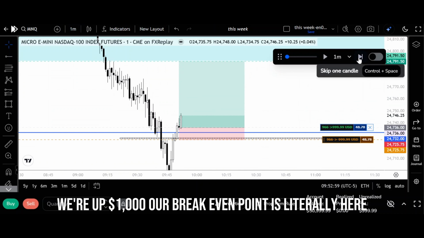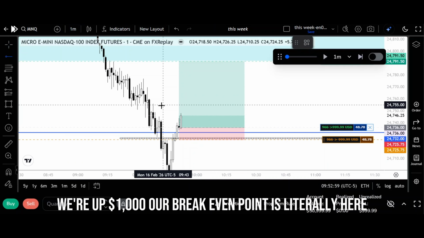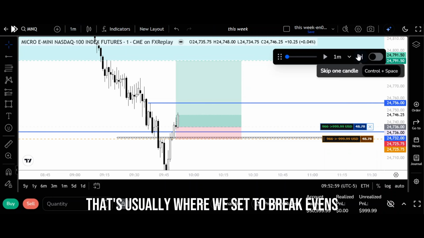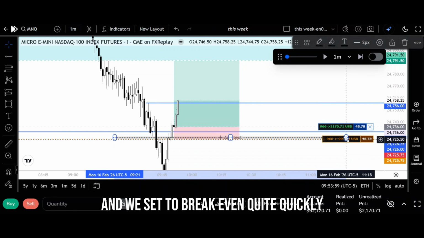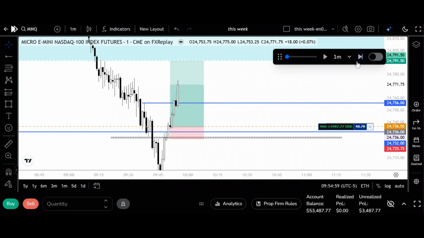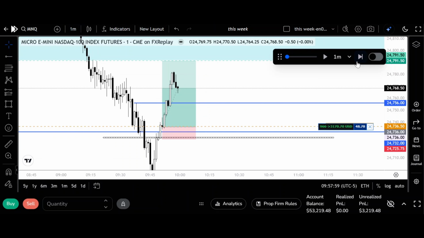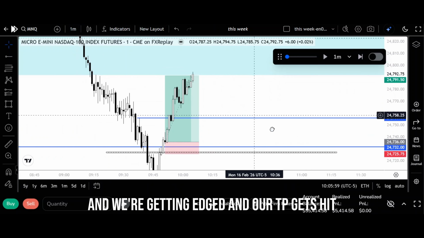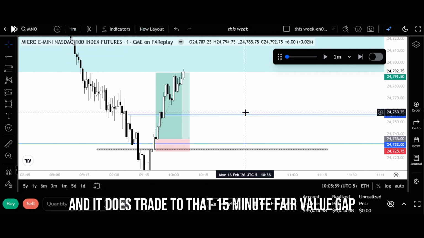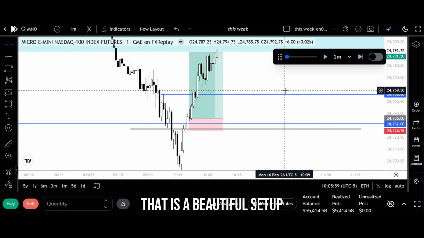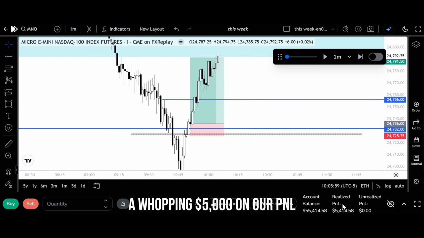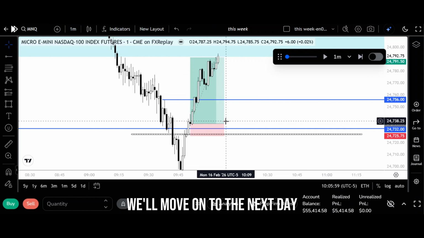We're up $1,000. Our break-even point is literally here. That is our 1-minute internal high. That's usually where we set the break-evens, and we set the break-even quite quickly. Price goes, price goes. And we're getting edged, and our TP gets hit, and it does trade to that 15-minute fair value. That is a beautiful setup. A 1 to 5, nearly a 1 to 6, a whopping $5,000 on our P&L. This is a beautiful trade. We'll move on to the next day.